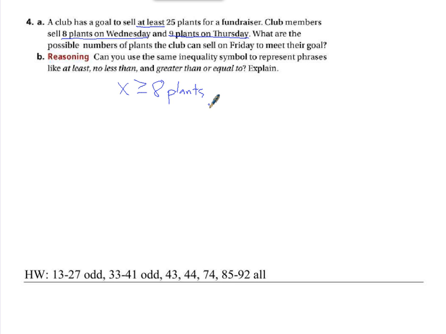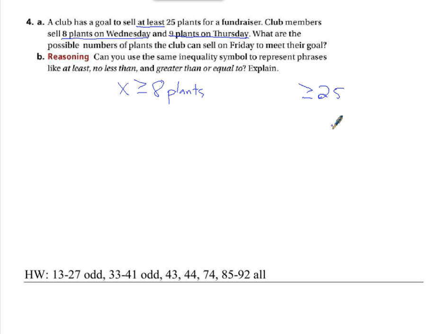If we're going to set up an inequality, though, which is what this problem is trying to get you to do, then we want to sell at least 25 plants. So I have 25 sitting here. I want to sell at least, which means more than 25. I can sell exactly 25 because it's at least, kind of like 20 push-ups. If I tell you to do at least 20 push-ups, you're going to do 20 probably. So that's what we're looking at.